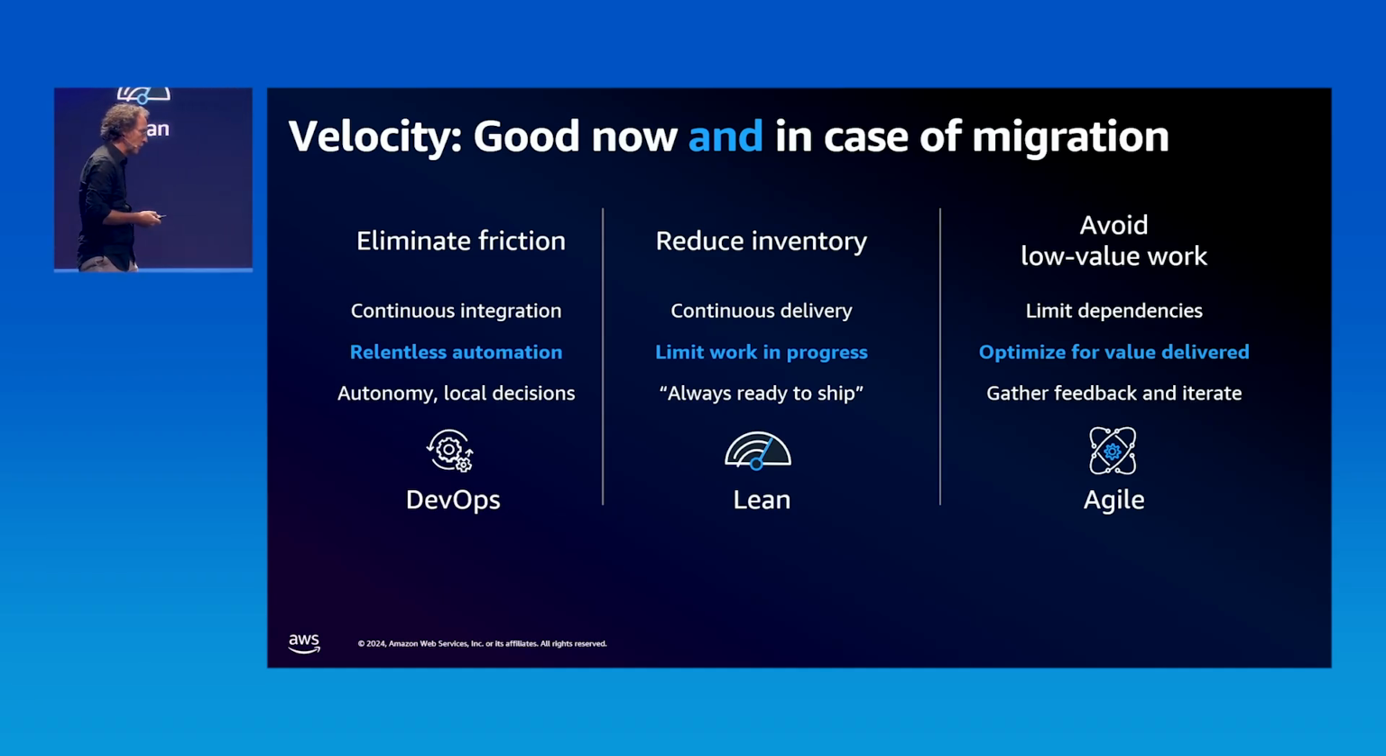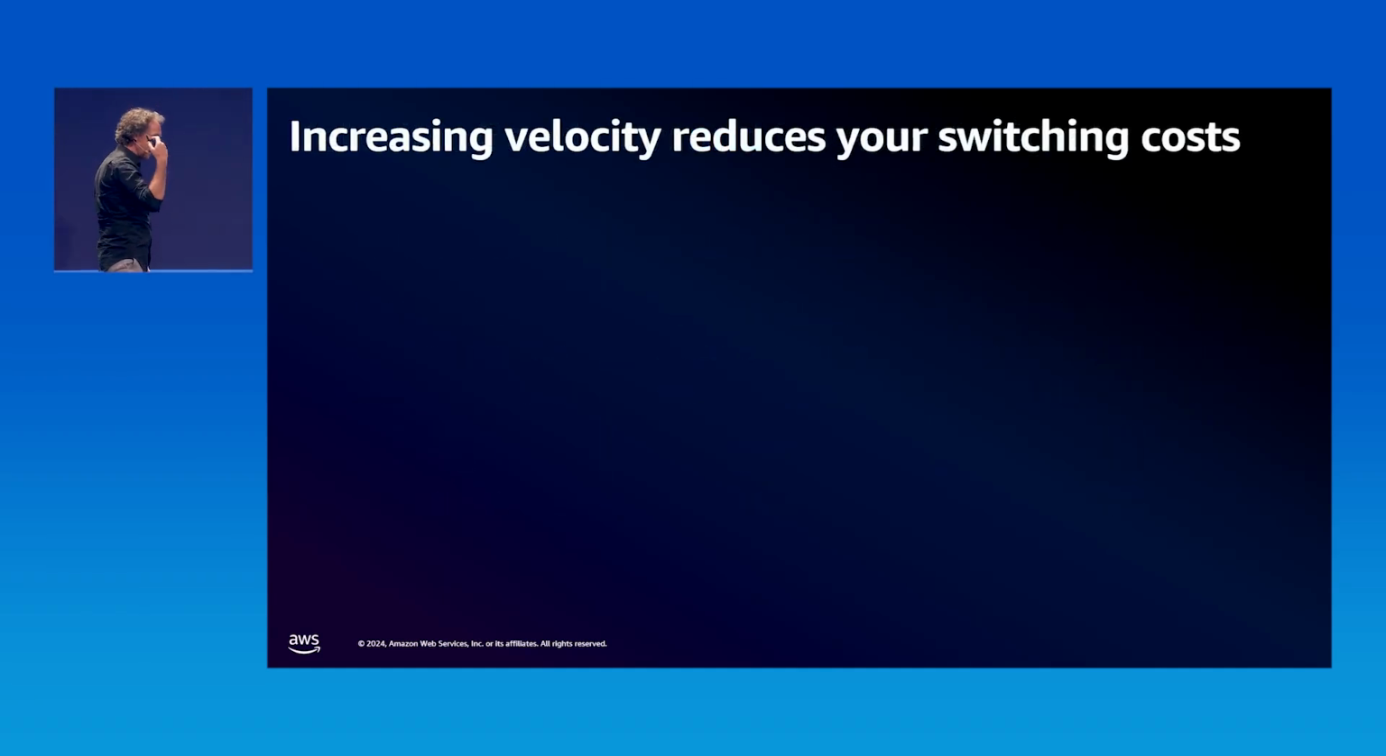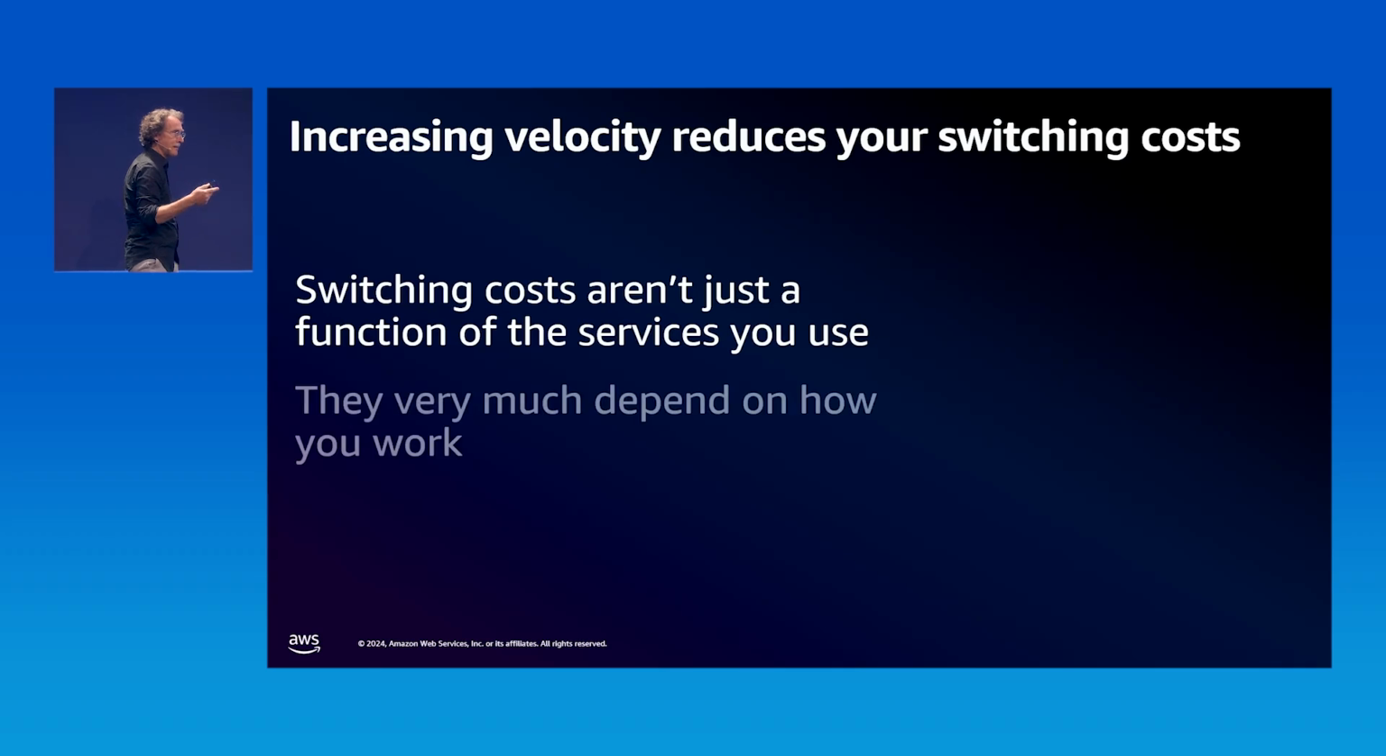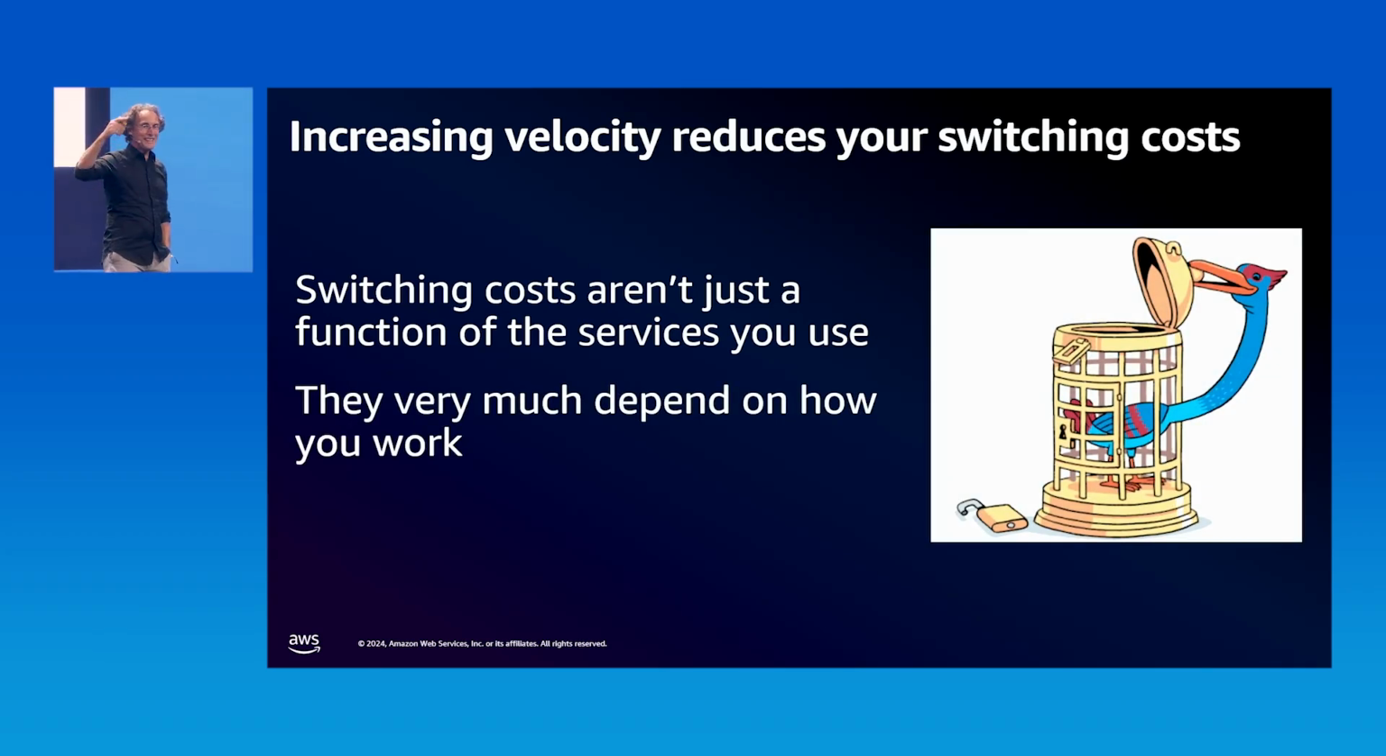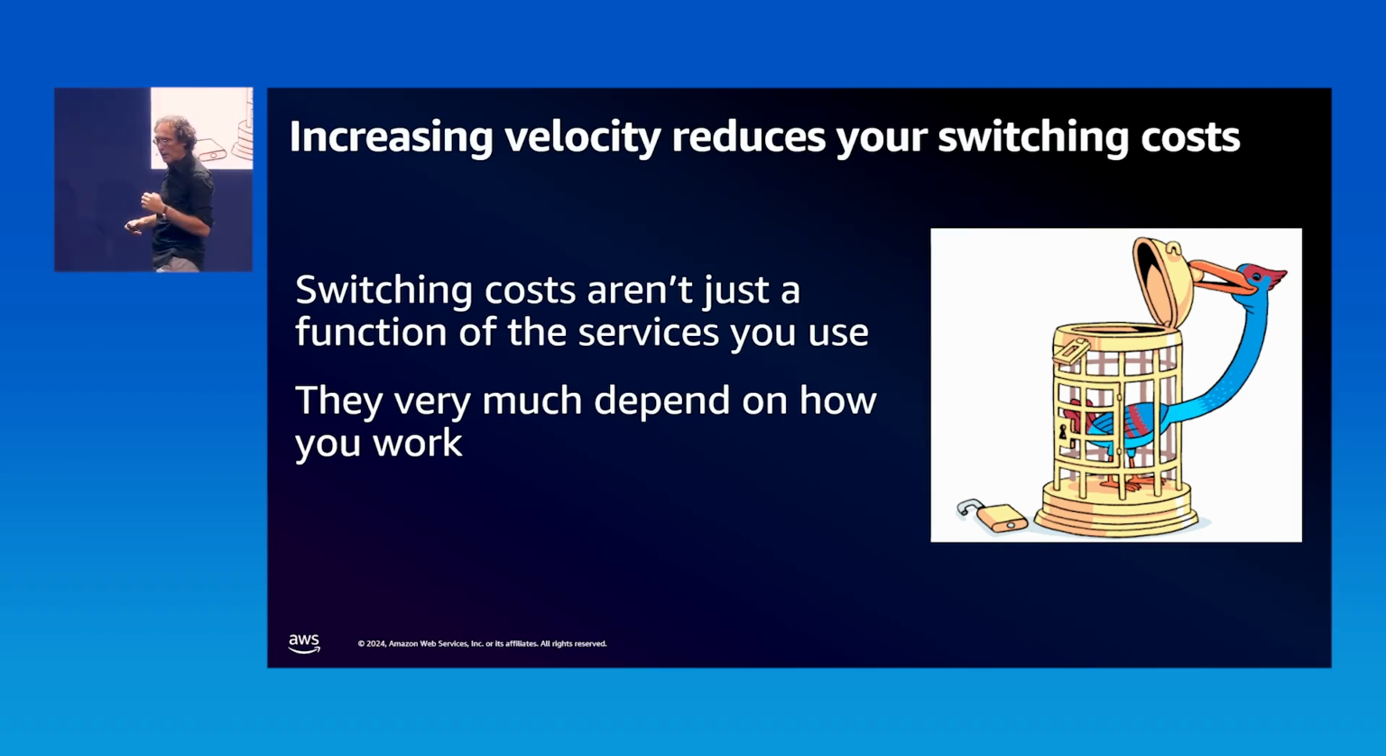So our architect maneuver here led us to a very important insight: switching costs isn't just a function of the services you use, but it's also very much a function of how you work, and that is a fantastic lever that you can pull, because increasing your velocity helps you today because it makes you more productive, but it also reduces the switching cost if you ever have a switching scenario.